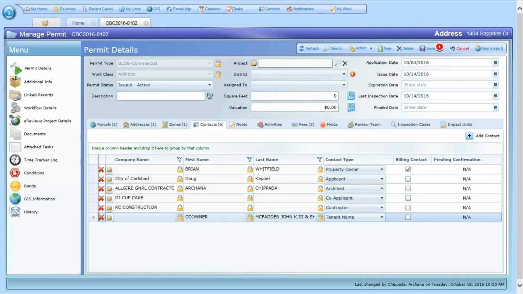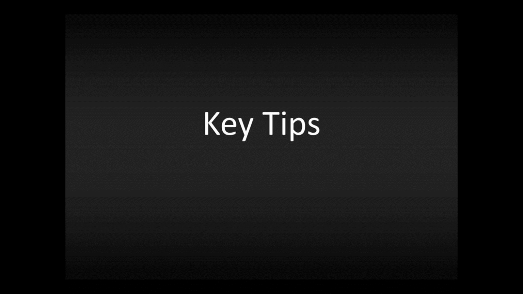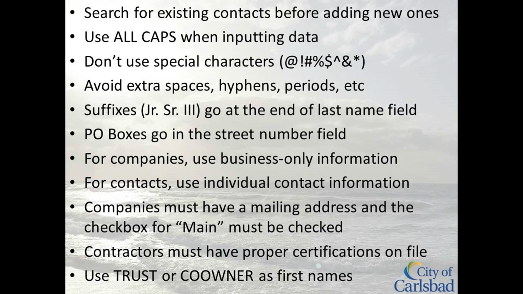This concludes our tutorial on how to add contacts in Energov. Let's leave you with a few key tips. When you're adding contacts, make sure you search for existing contacts before you add new ones in order to avoid duplicates in the system. When adding contacts, use all capital letters when inputting data into the system, so everything in the system is uniform. Don't use special characters like the @, exclamation point, ampersands, those types of things.